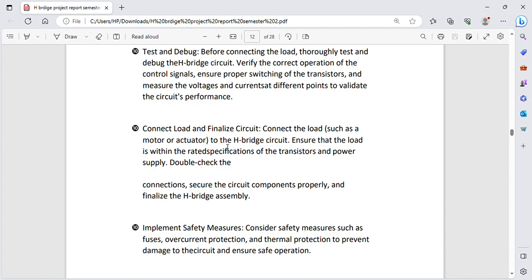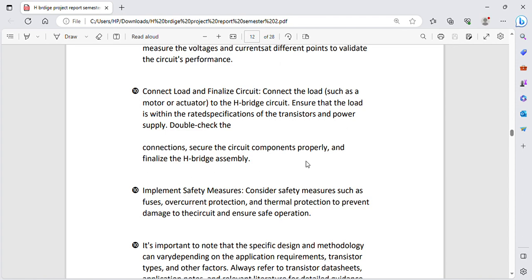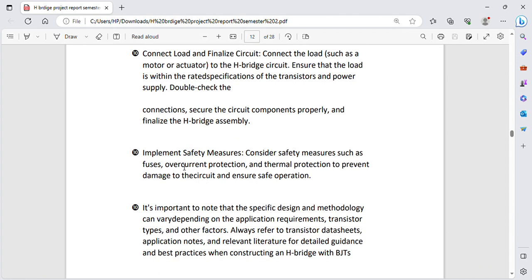Connect load and finalize circuit. Connect the load, such as a motor or actuator, to the H-bridge circuit. Ensure that the load is within the rated specification of the transistors and power supply. Double check connections, secure the circuit components properly, and finalize the H-bridge assembly. You must implement safety measures like fuses, overcurrent protection, and thermal protection to prevent damage to the circuit and ensure safe operation.